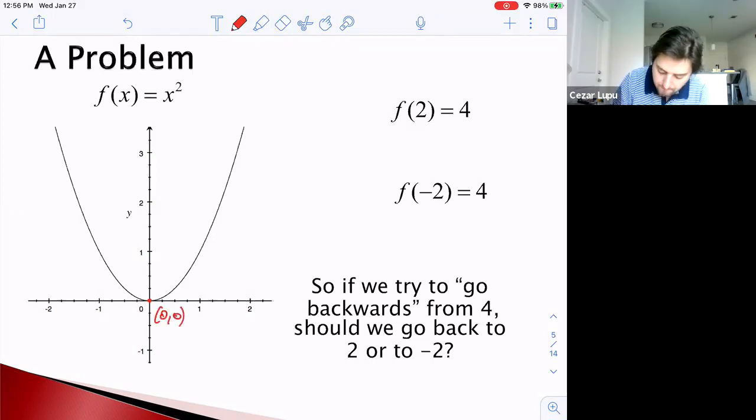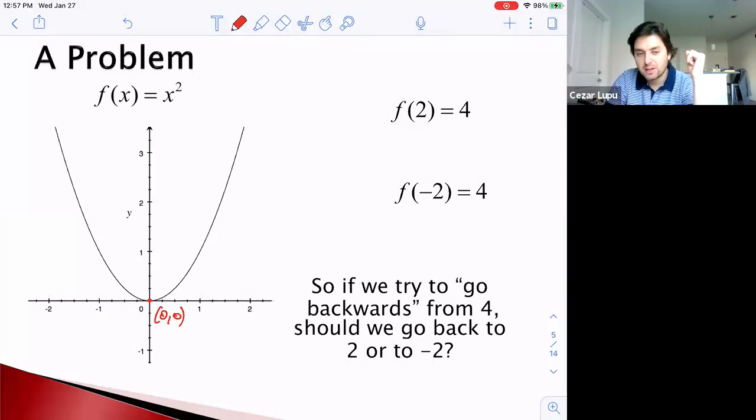This is 0, 0. Also, you see that, for example, f of 2 is the same as f of negative 2. So the question is, like I said at the beginning, x will send me to f of x, and now I'll have to go backwards. So we would like to try to go backwards from 4, and where should we go? Should we go to 2? Should we go to negative 2? That is the big question.